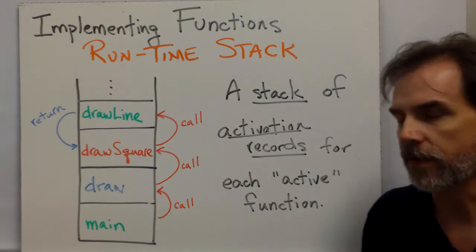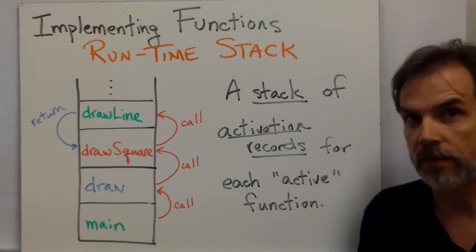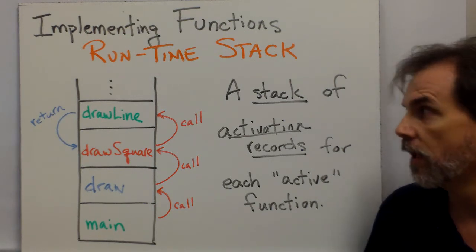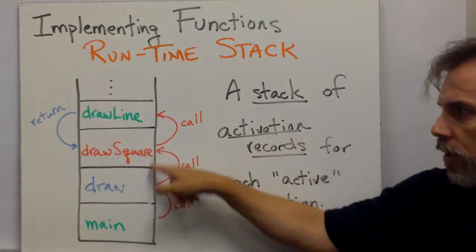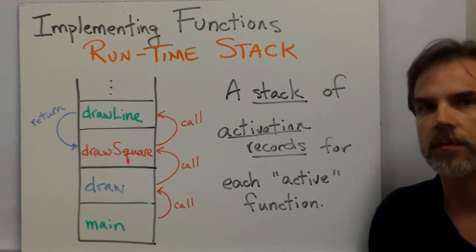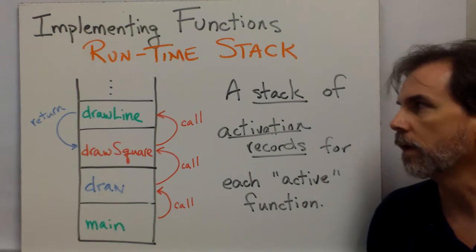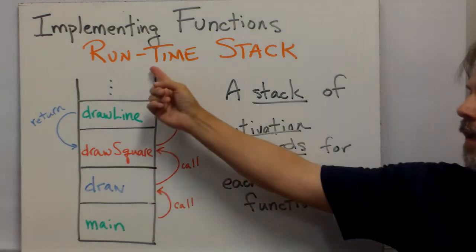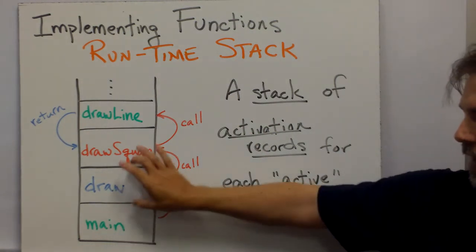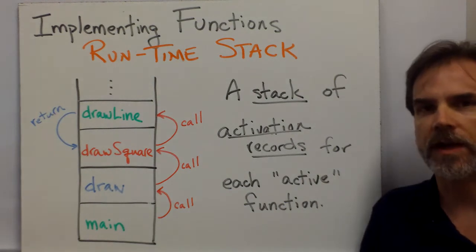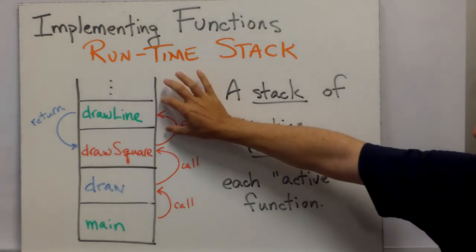So the stack is the perfect data structure for this because of the last in, first out nature of a stack. We push things, and the first thing we pop is the last thing we push. Well, the thing that returns is the last function that was called, and so the call return sequence of functions perfectly matches the last in, first out, push pop sequence for a stack. So every system has something called a runtime stack that's used to hold the activation records of all the functions that are currently active in the program. And the one on top is the one that's currently executing.